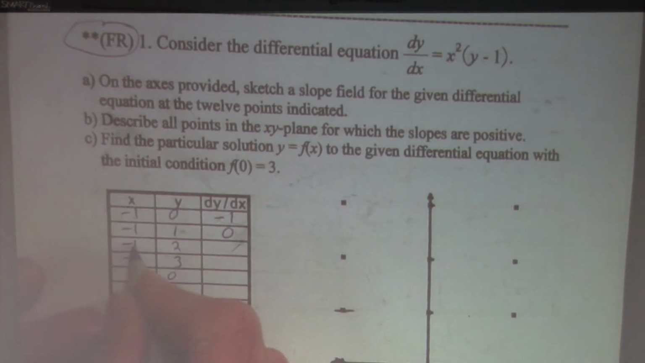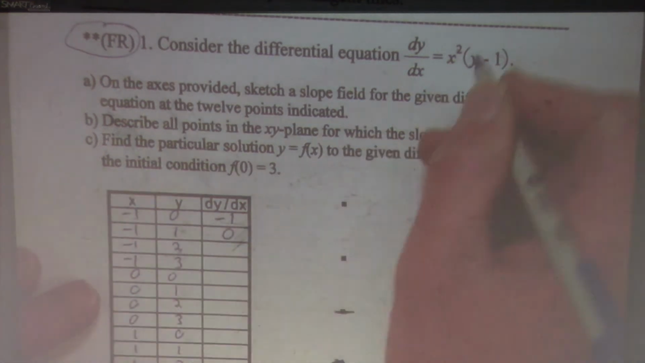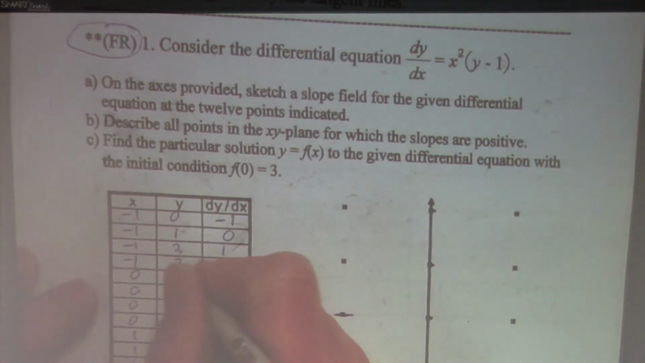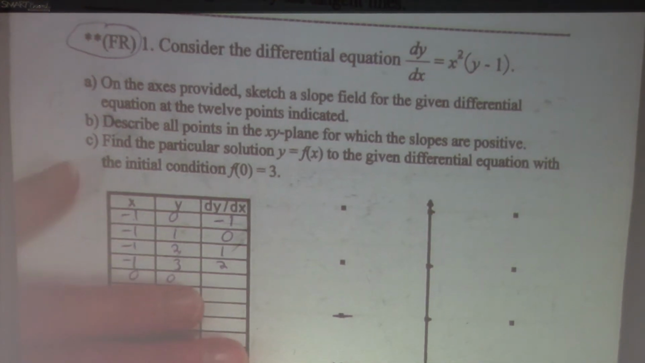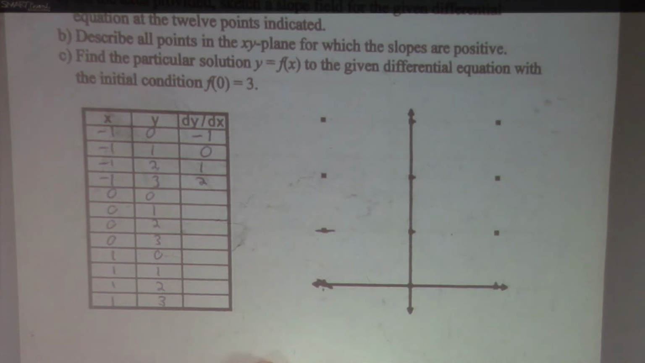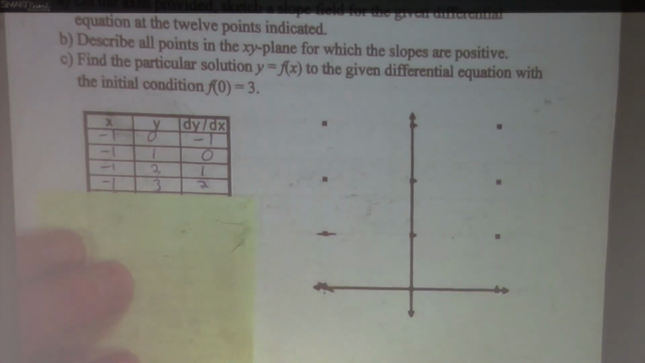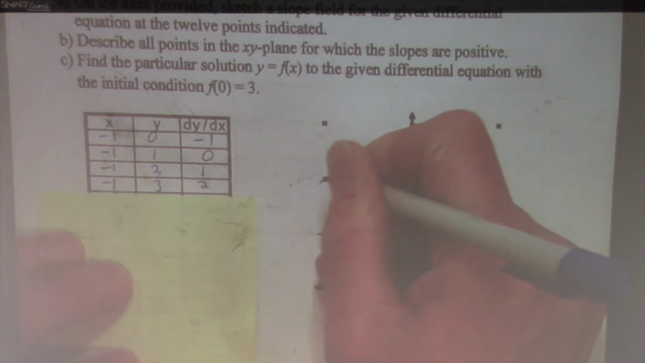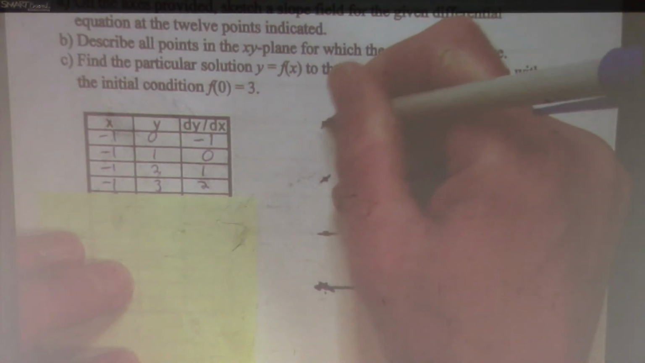Once again, we said that when x is -1, this x squared will always be 1. So I'm just looking at the y's right now. 2 minus 1 is 1. And let me go ahead and do this one. 3 minus 1 is 2. Okay, so let's graph just those before we move on. Let me raise this up a little bit here. Okay? So at x = -1, y = 2, I have a slope of positive 1. And at x = -1, y = 3, I have a slope of positive 2. That needs to be steeper than what you just did here.